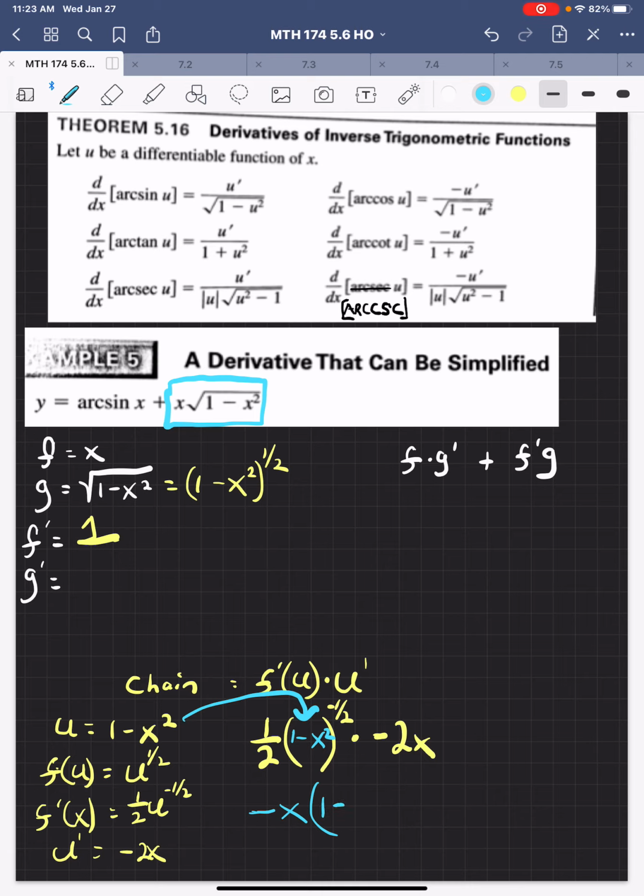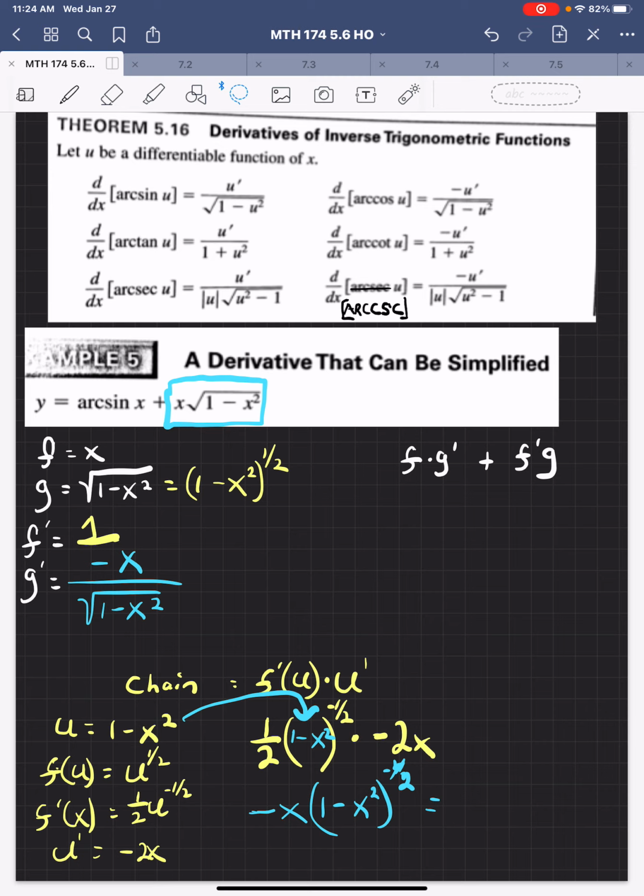So that's negative x times 1 minus x squared to the power of negative 1/2. Let's go ahead and do two things at once. Let's get rid of the negative exponent and turn it back to a radical. So that's negative x over the square root of 1 minus x squared. So a lot of work, I agree, but all of that just so that we can have g prime.